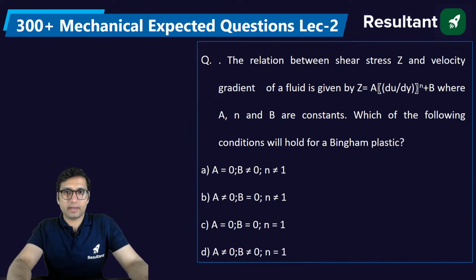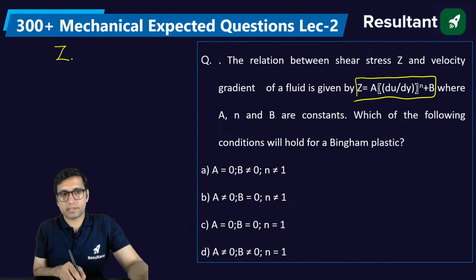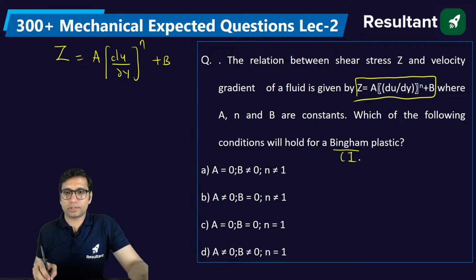The relation between the shear stress and velocity gradient of the fluid is given by: shear stress, here tau represents shear stress and A is some parameter, equals A (du by dy) power n plus B. So this is an equation that is given for a fluid. Which of the following conditions will hold for a Bingham plastic fluid? You know what a Bingham plastic fluid is? It is also known as an ideal plastic fluid.